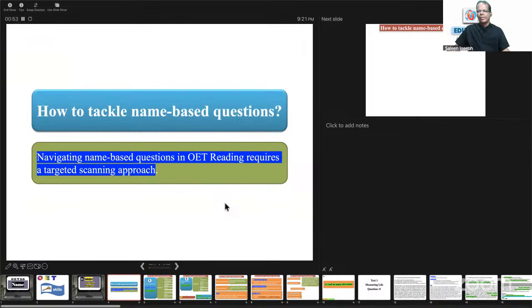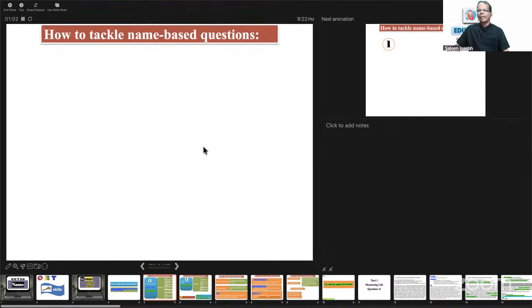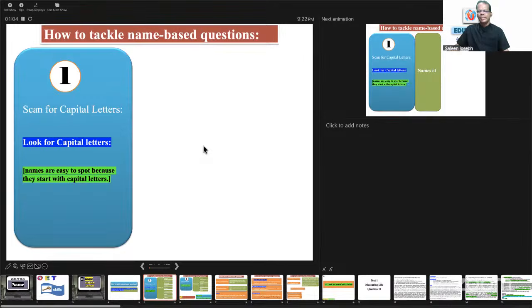And how to tackle name-based questions? Navigating name-based questions in OET reading requires a targeted scanning approach. When you scan the text, how do you do it? How to tackle name-based questions? One: scan for capital letters. This is for beginners, okay, others you know. I have not told you specifically to scan for capital letters. Why?